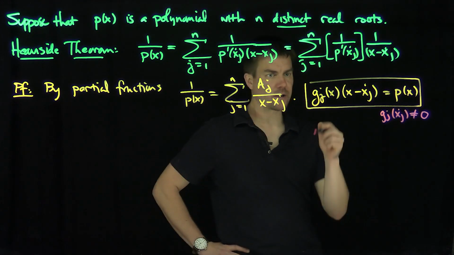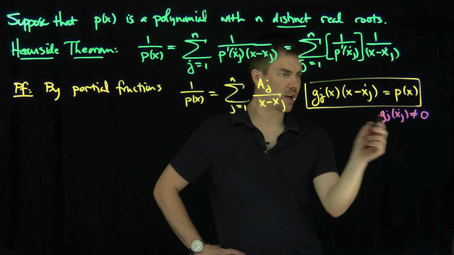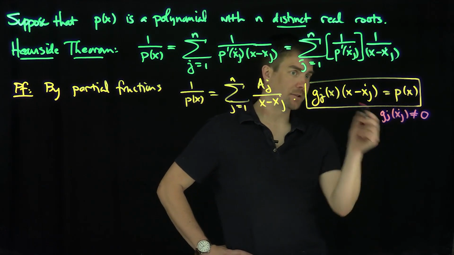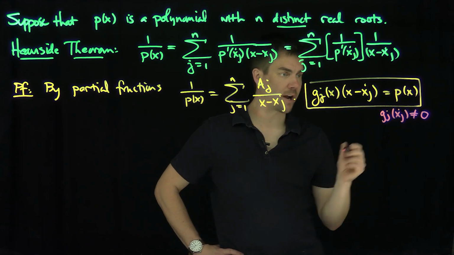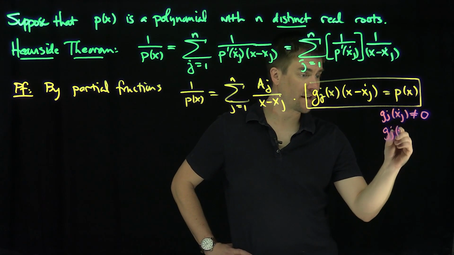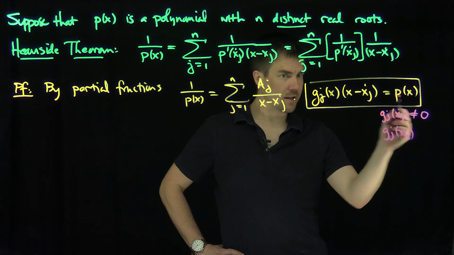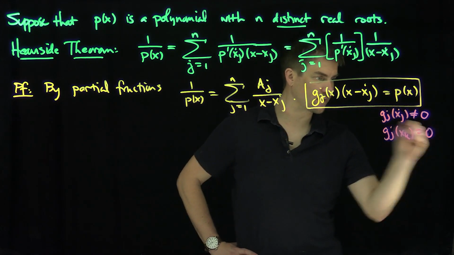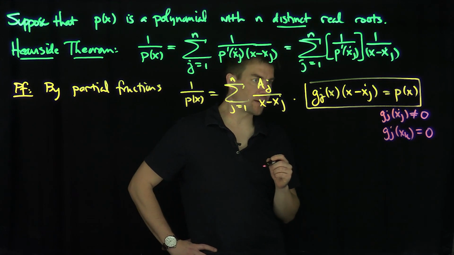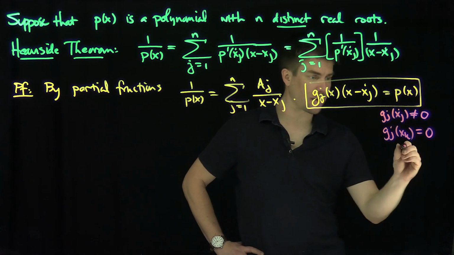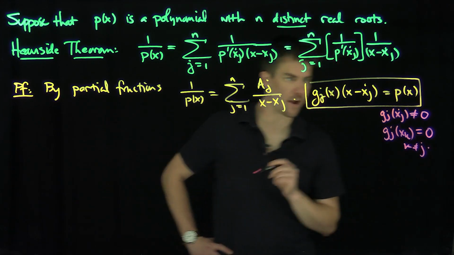If gj of xj was equal to 0, then that would say that p did not have a root of multiplicity 1 at xj, right? And what do we know about gj at any other root, xk? If I plug in any other root xk, I'm going to get a 0, so those have to be 0. So the gj's do not vanish at xj, but they vanish at xk for any k not equal to j.